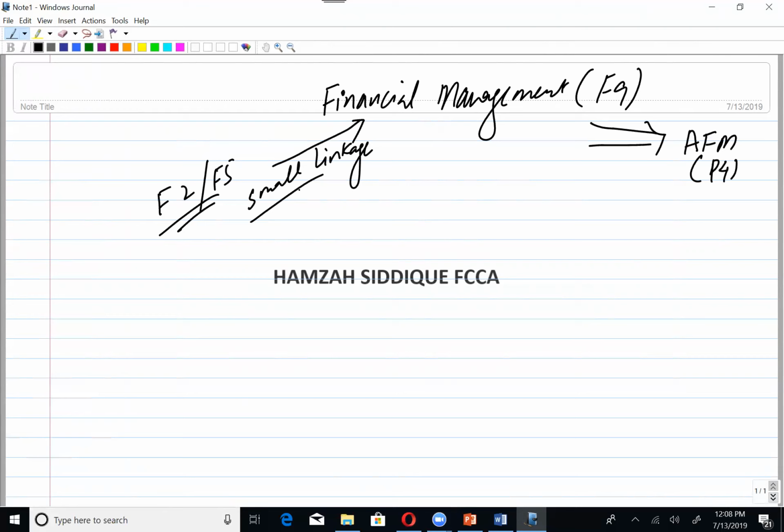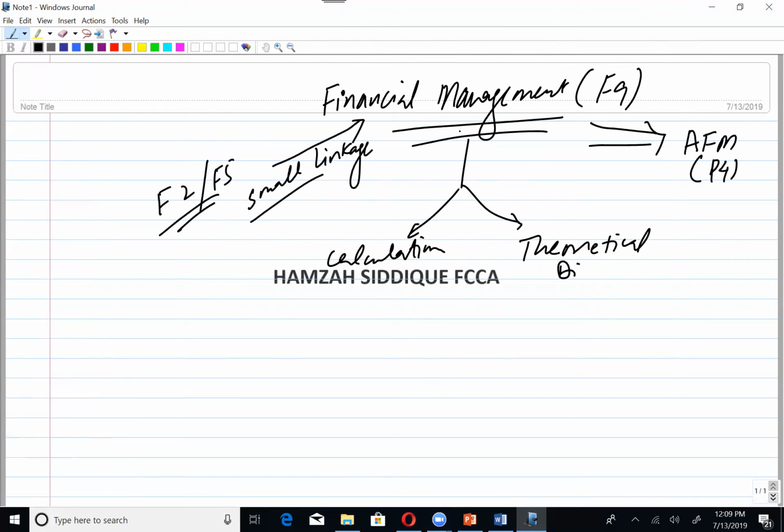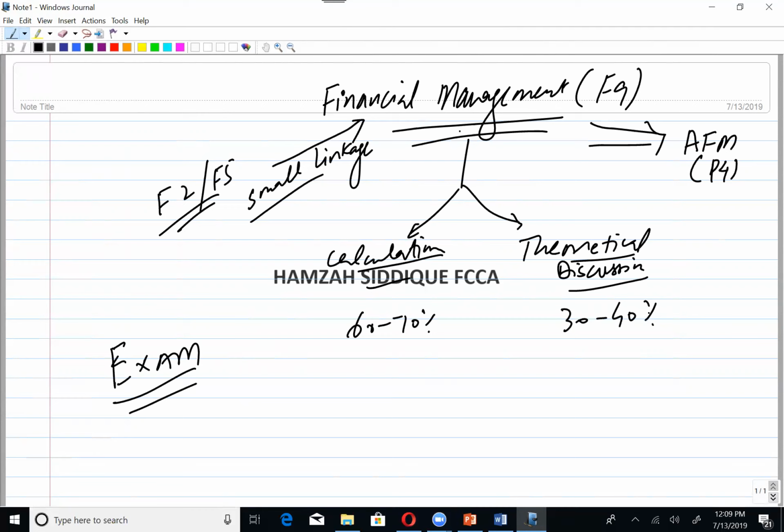Now, the F9 paper is a mixture of calculation and theoretical discussion. The exam format we will discuss later on, but just to tell you in terms of calculation and theory: if we pick past papers, calculation is around 60 to 70% of the paper, and the remaining 30 to 40% is theoretical discussion.